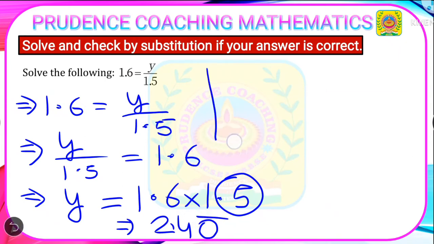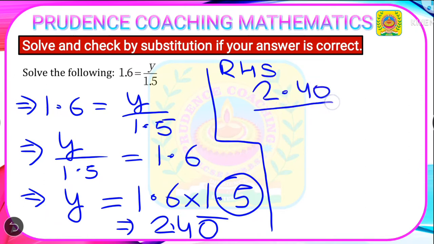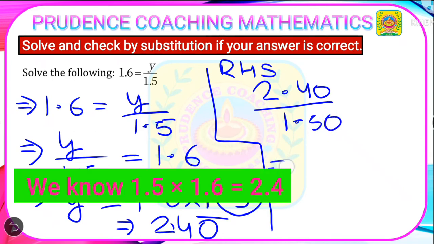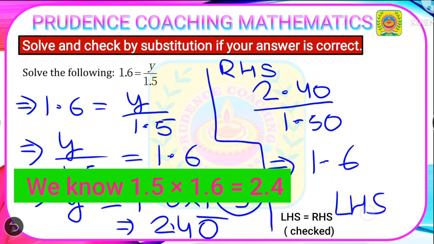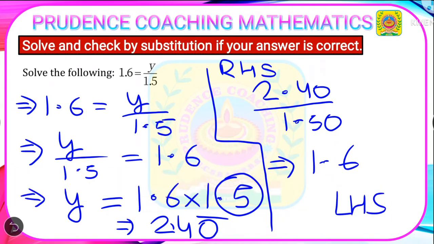Now we will check the answer by putting this value of y in the equation. As we have 1.6 on the left hand side, let us start with the RHS to get the LHS. The value of y is 2.40. 2.40 divided by 1.50. So here you will get the value 1.6, which is equal to LHS. So you will write LHS equals RHS, proved.